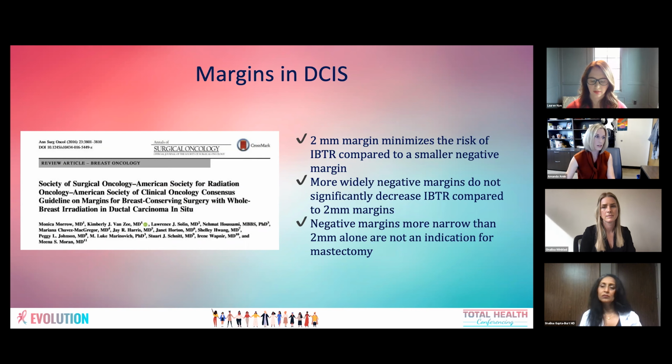Yeah, this is our society consensus from the Society of Surgical Oncology and the American Society of Radiation Oncology. We determined that a 2 millimeter margin will minimize the risk of an in-breast tumor recurrence, and that more widely negative margins do not confer a bigger benefit. And if your margins are more narrow than 2 millimeters, this is not an indication to proceed with mastectomy.